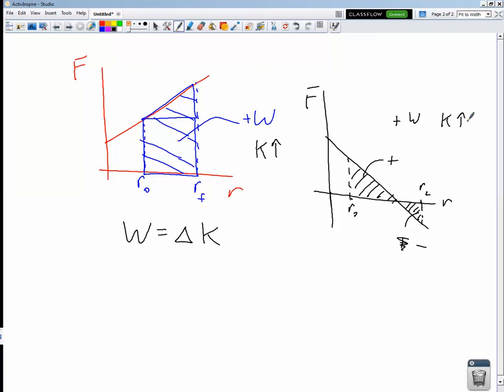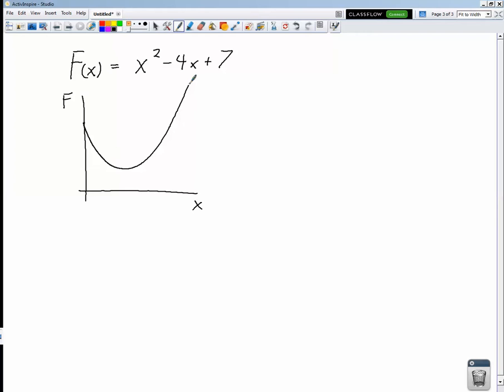Now, those are nice graphical geometric shapes that we can simply use area formulas to find, but what if we don't have a nice geometric shape for our force function? So here we have a nice little force function. This is for an object moving only in the x direction, only horizontally. And so we have a force function with respect to position of x squared minus 4x plus 7. That's going to be a lovely little parabola, and it might look something like that.